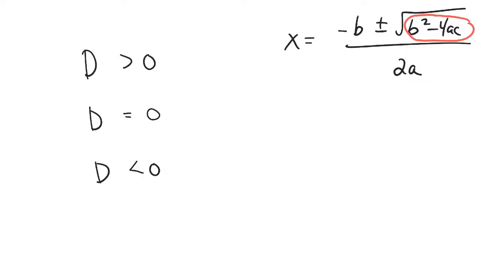Why does it matter so much? Why are the three cases positive, zero, or negative? Why are these my three cases that matter? We'll talk about what they mean in a minute. But why does it matter that the discriminant is where it is, and why it's positive, negative, or zero?